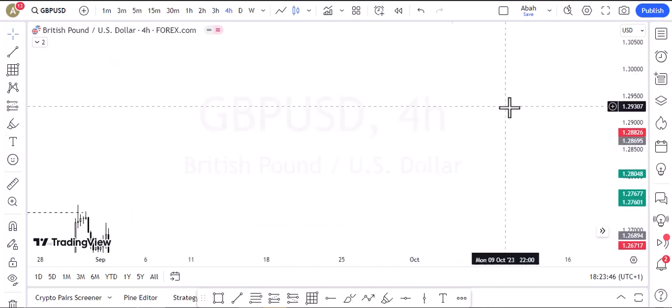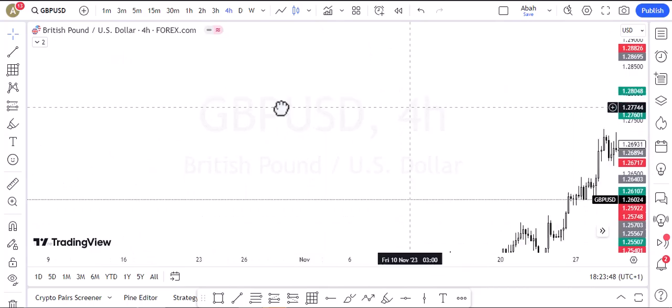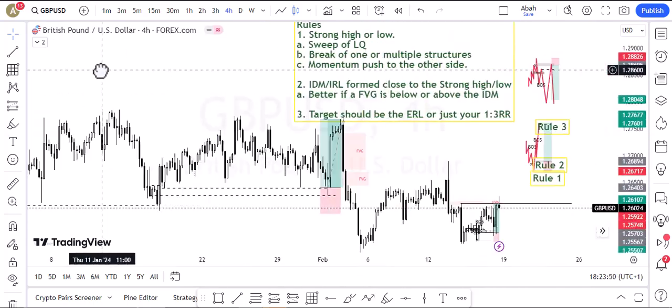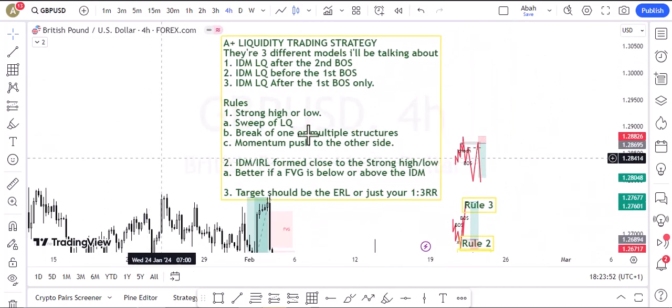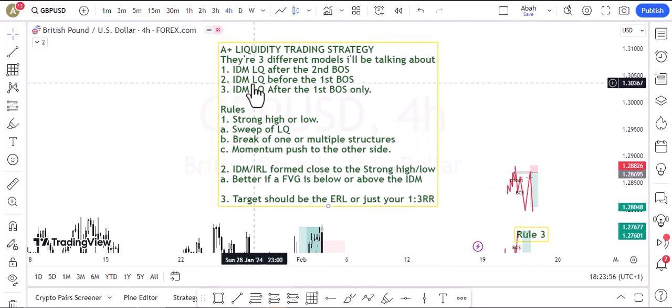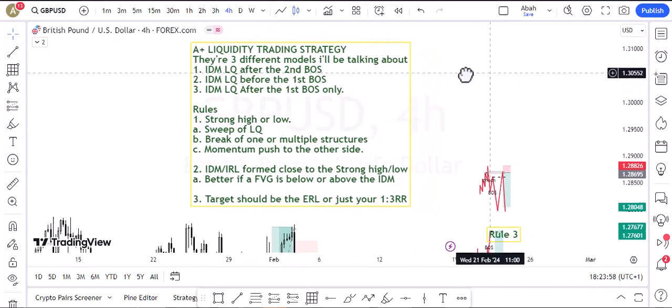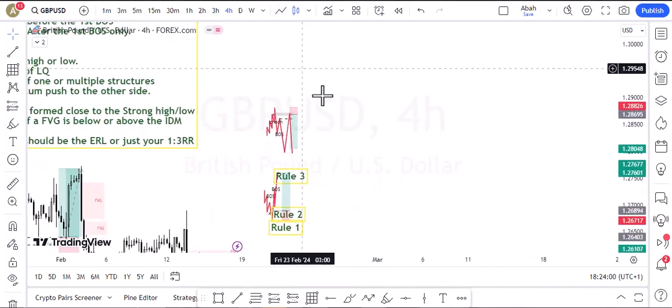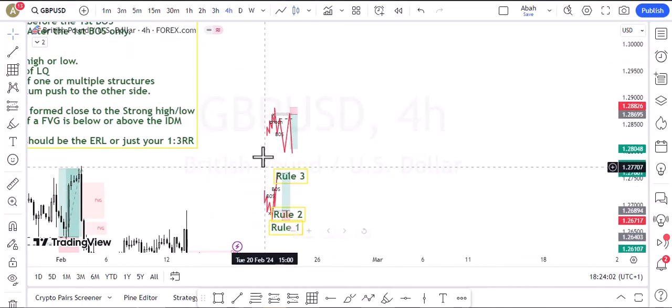So okay, now let us just go back, because there's no time for this. Let us continue the video on our second model. As you can see, the second model was inducement liquidity before the first break of structure. Now I'm going to remove this.